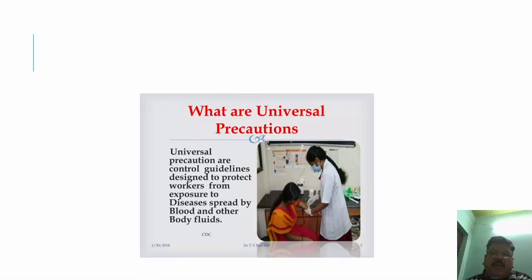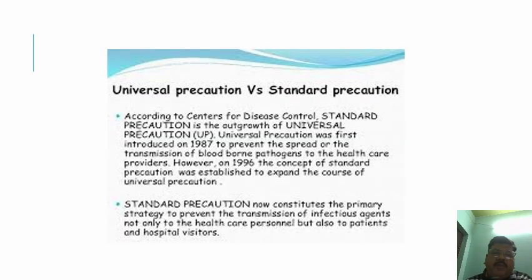Universal precautions are the guidelines designed to protect the workers from exposure to diseases spread by blood and other body fluids. So in 1987, the concept of universal precautions was put up. According to Centers for Disease Control, standard precaution is the outgrowth of universal precautions. Universal precaution was first introduced in 1987 to prevent spread or transmission of blood-borne pathogens to the healthcare providers.